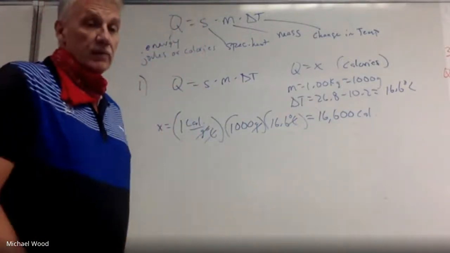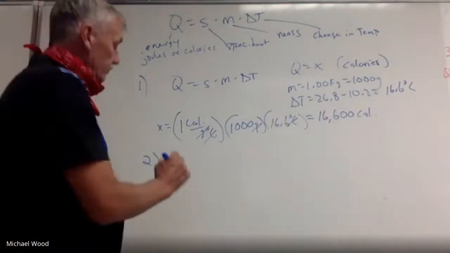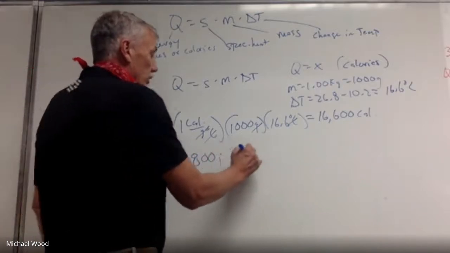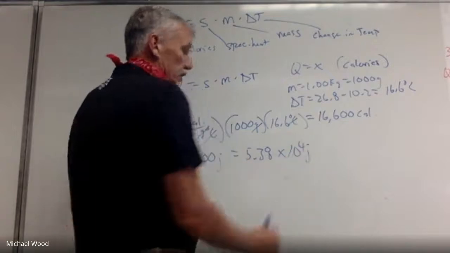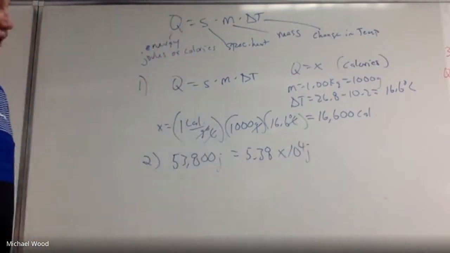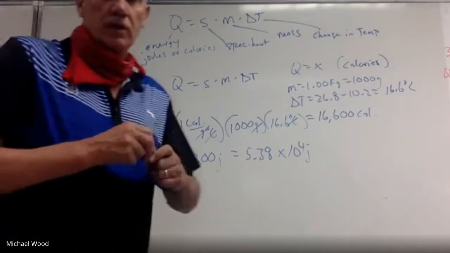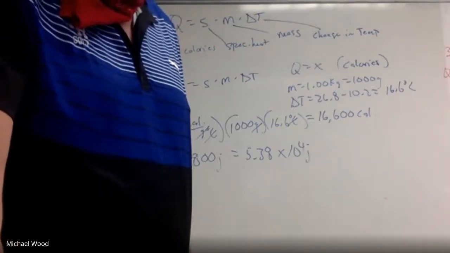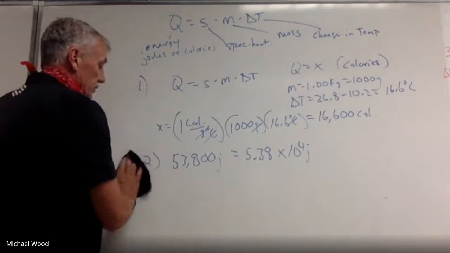Okay. Number 2 is a similar kind of problem. And let me just give you the answer to number 2. It is 53,800 joules. Or it could be written like this. And again, either way would be correct. And on a multiple choice test, those would be a possibility. Okay. Now, I want to go on to number 3. So you guys can write that down.